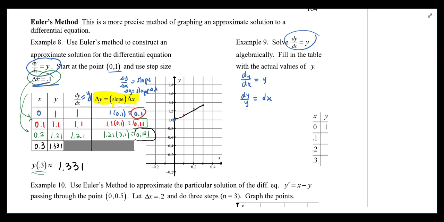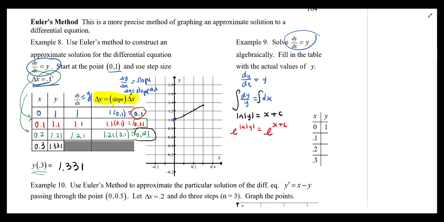There's my separating variables, antiderivative both sides. I get natural log of absolute value of y equals x plus c. To get rid of the natural log, we'll take e on both sides. So if I e both sides, I get e to the natural log of absolute value of y is e to the x plus c.